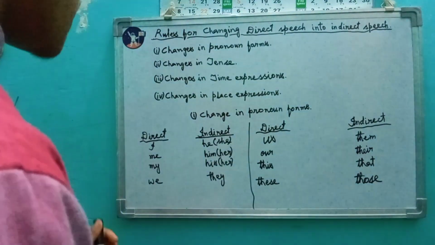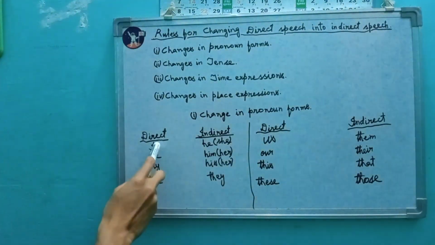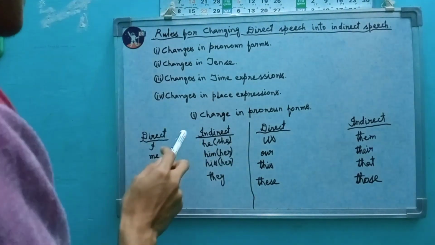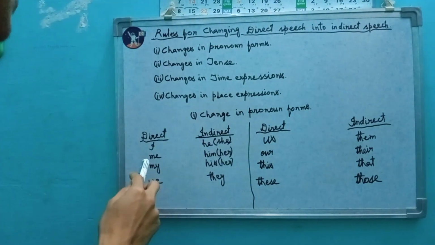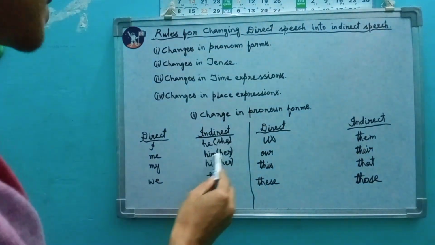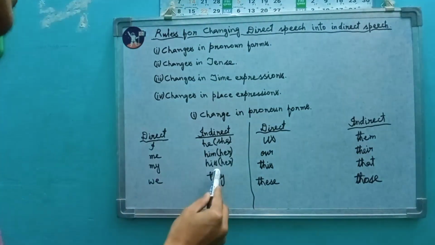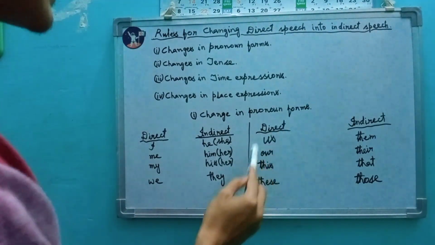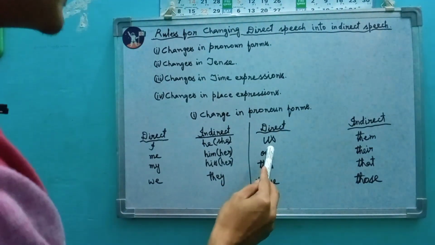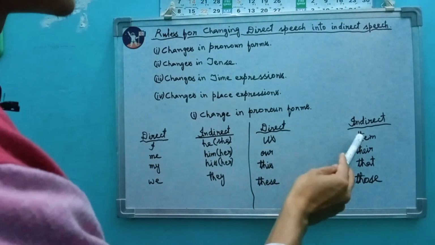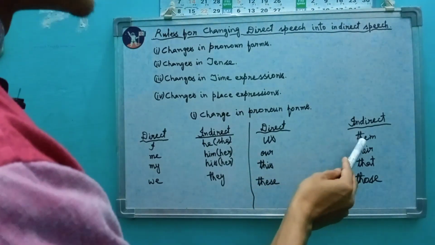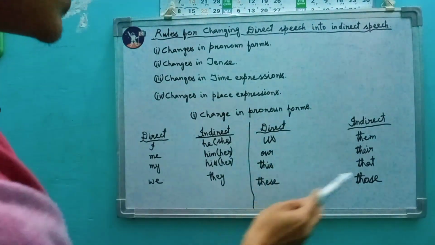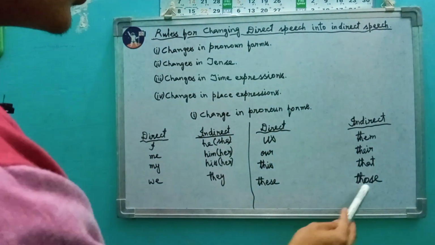Changes in pronoun forms: direct I, indirect he, she. When me comes in the direct sentence, in the indirect it becomes him, her; my becomes his, her; we becomes they. In the direct sentence us converts into them in the indirect sentence; our becomes their; these, this becomes that, those.